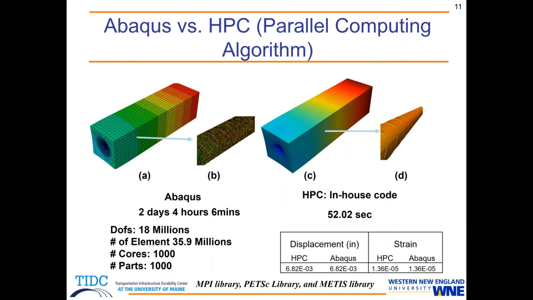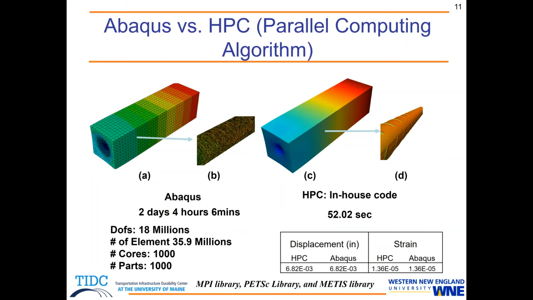So I compared this simulation with the commercial software, one of them being Abaqus, and then we developed an in-house code. I worked with Dr. Kwok at the Argonne lab to develop this in-house code for the parallel computing algorithm. For this in-house code, we are able to use 1,000 cores with 1,000 partitions.